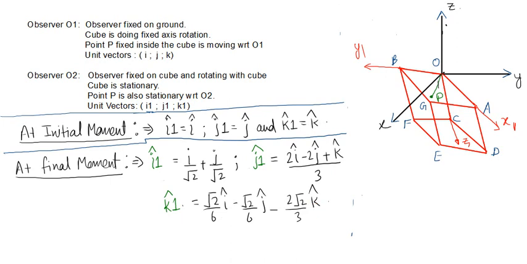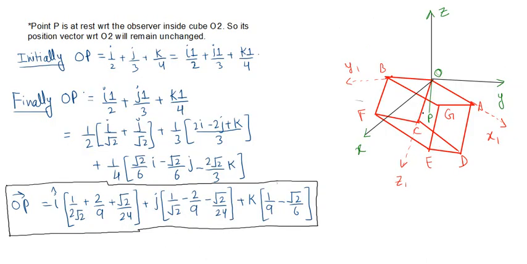So these are the unit vectors along positive x, positive y and positive z direction in the final orientation. But in the final orientation, the position vector of P with respect to O2 will remain unchanged. So this is exactly what we will do to find out the final position of P. So point P is at rest with respect to the observer inside O2. So with respect to the O2 observer, this point P is not moving. So its initial position vector and final position vector will remain same.